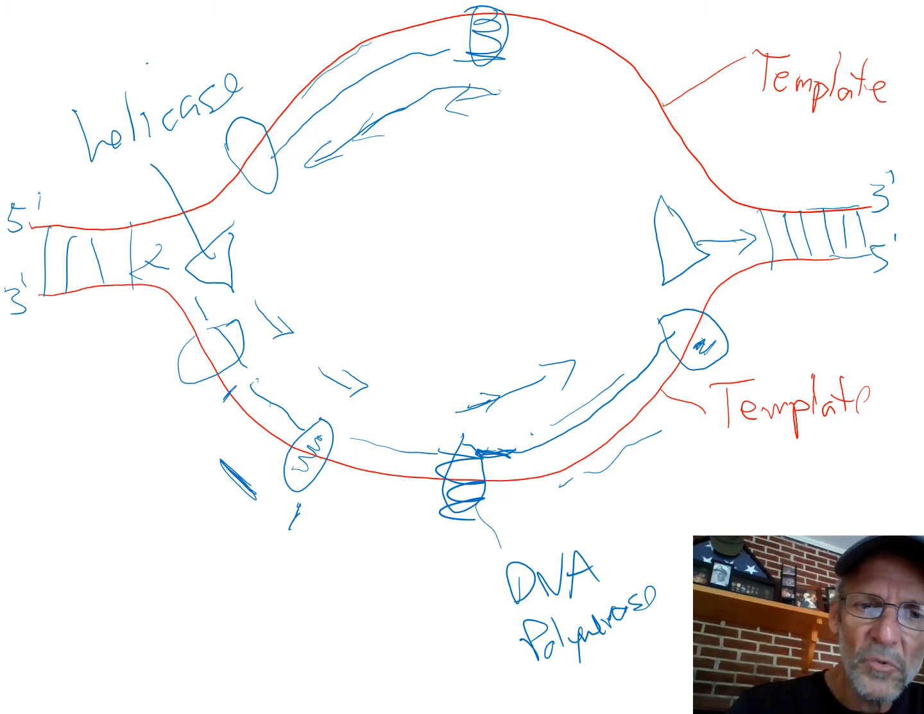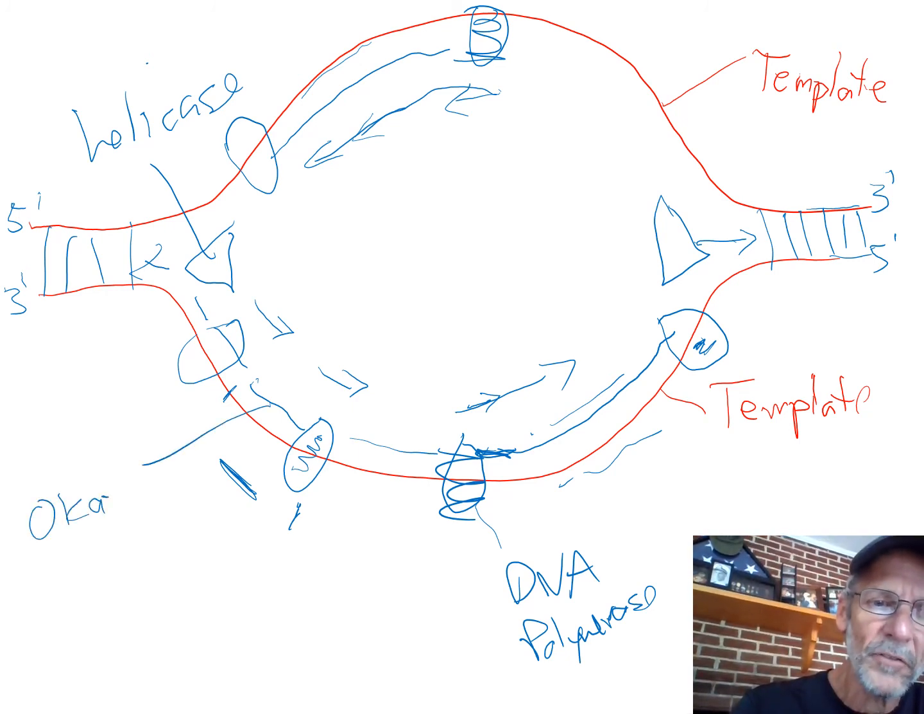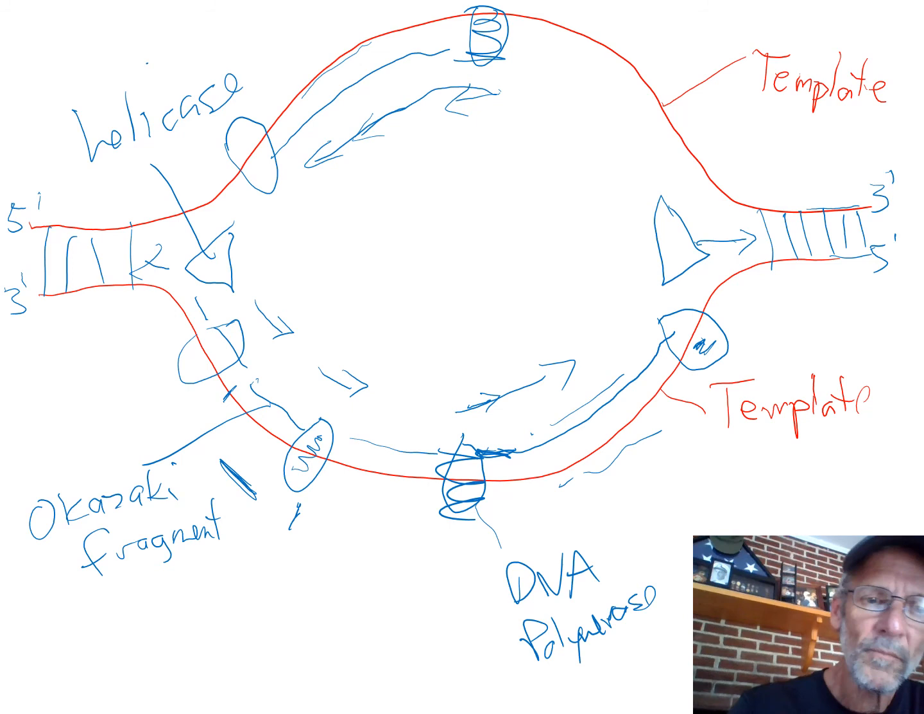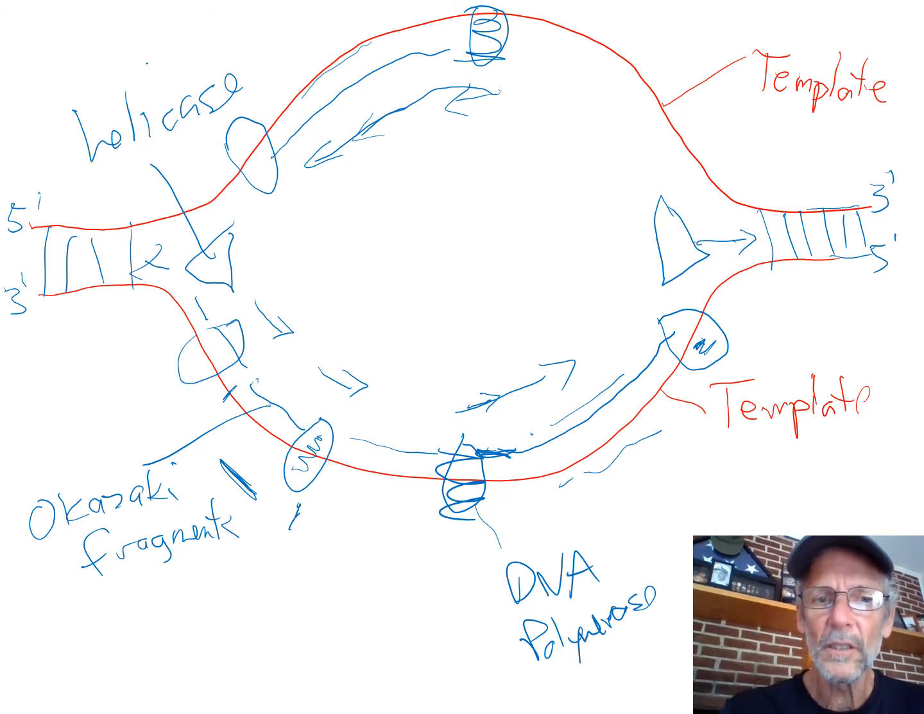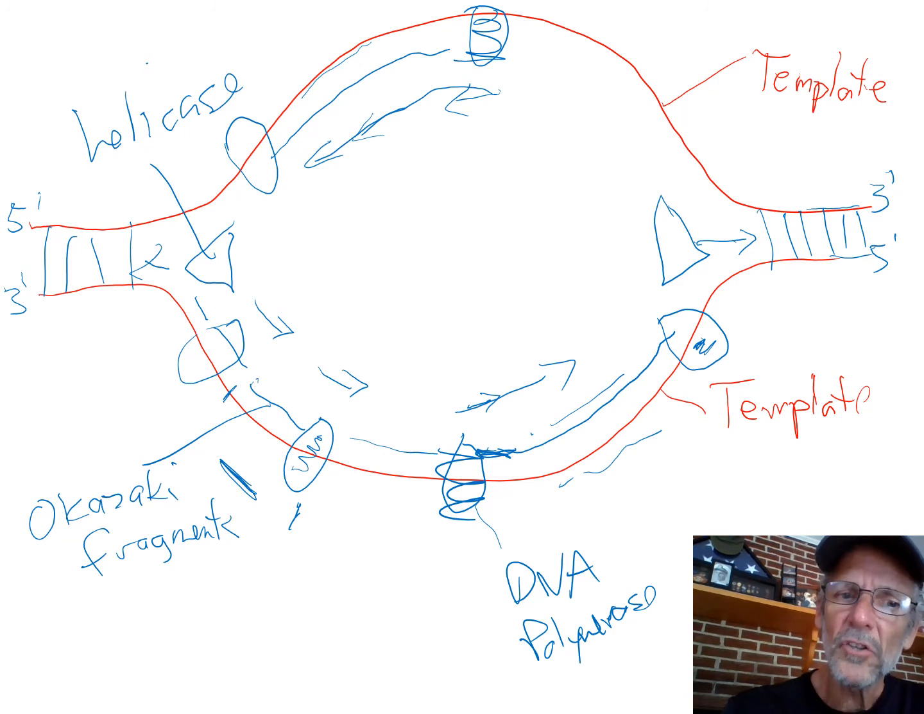These little pieces, while they're still little pieces, are called Okazaki fragments, named after the guy that figured out that this is how it works. This was in the 1970s. Okay? And this is also happening on the other side. So now I'm going to add the last thing we have to add.